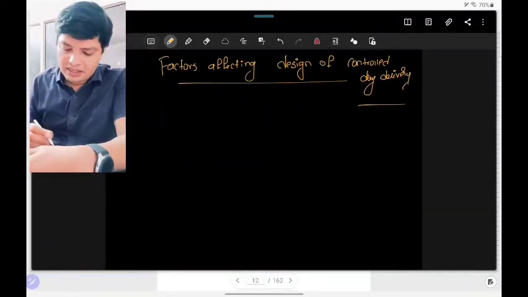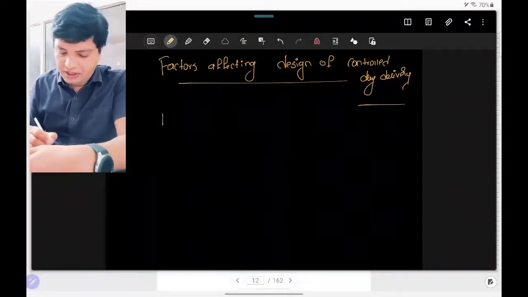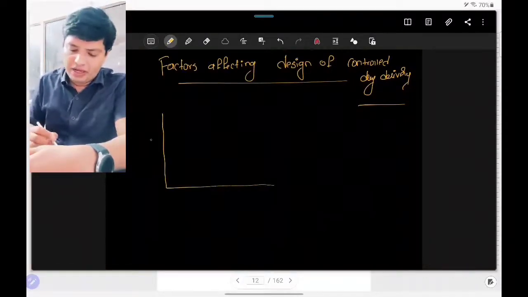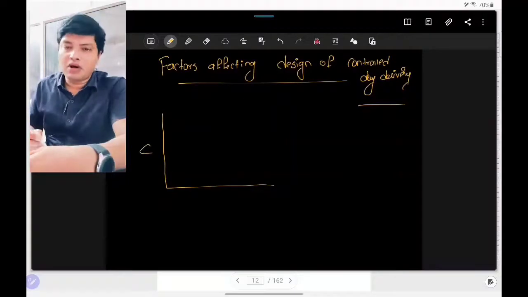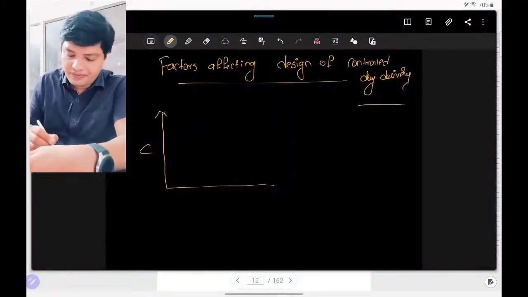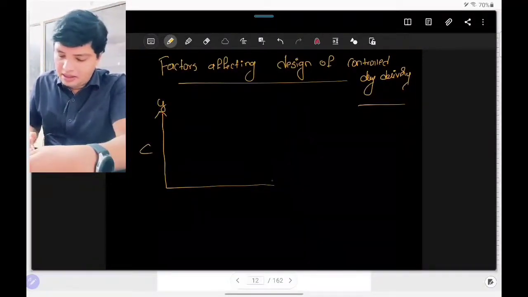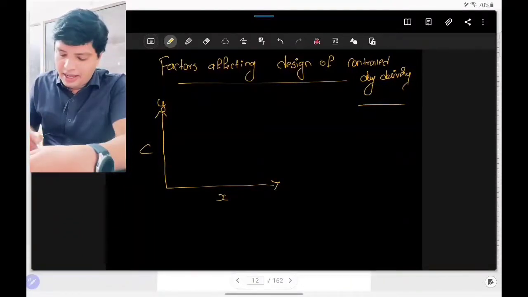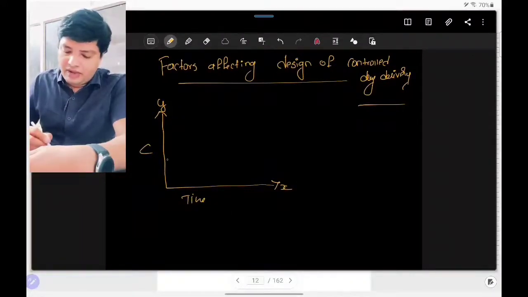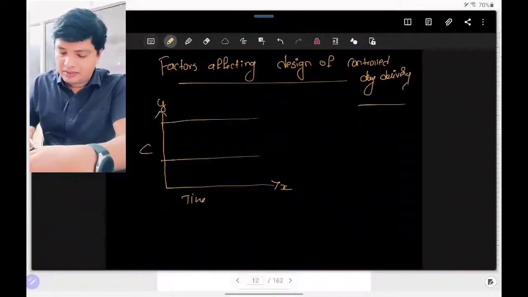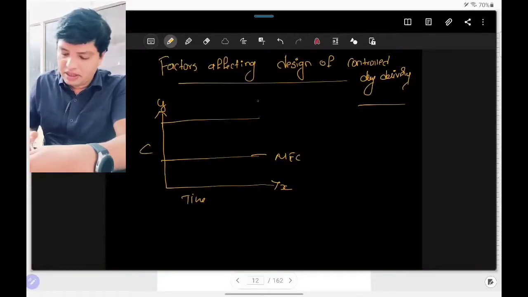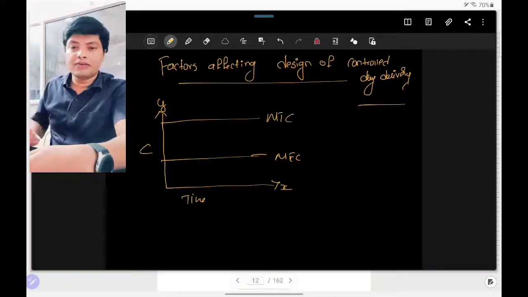So what is the rationale? Generally what happens, if you can see here, if you take plasma concentration on the y-axis and time on the x-axis, we have a therapeutic window here. So this is the minimum effective concentration and this is the minimum toxic concentration.